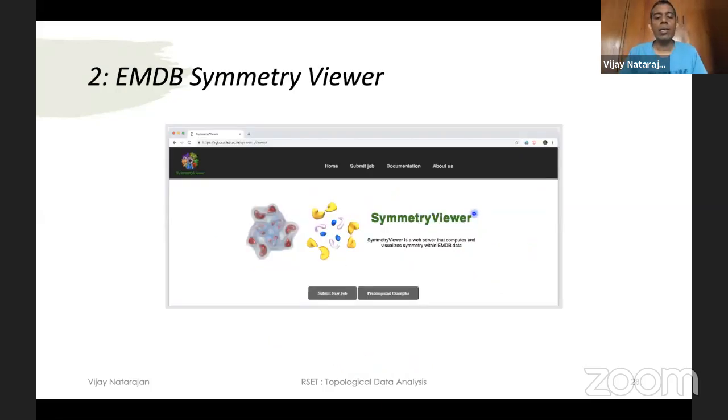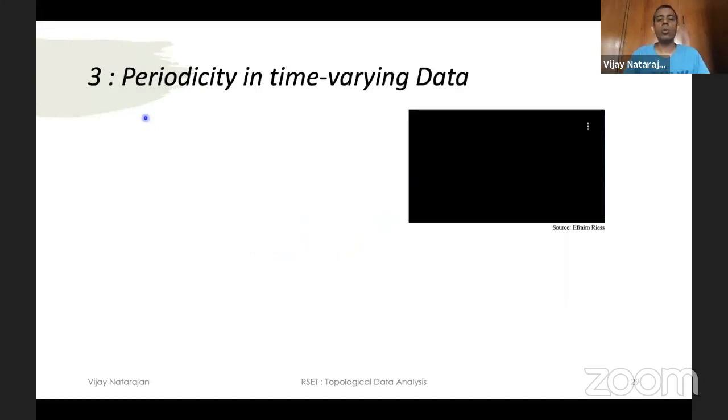Some of these symmetries are available in the form of a web server. This is a web server that we have developed, and it's available to study what is called electron microscopy data, and it is used by some of our collaborators, or at least it was used when we developed it.